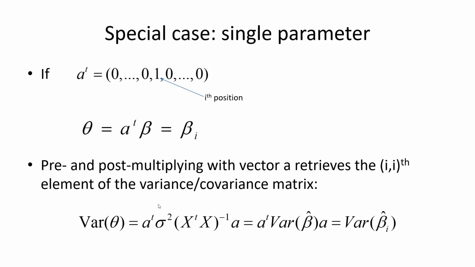And let's see whether this collapses into that same answer. So variance of theta, we have said, is this expression. And here in the middle, we have the variance of beta. Now, given that A is just a bunch of zeros with a 1 at the ith position, this pre-multiplying and post-multiplying by A just picks out that ith position in the diagonal of the variance matrix. So we indeed get the variance of beta i.